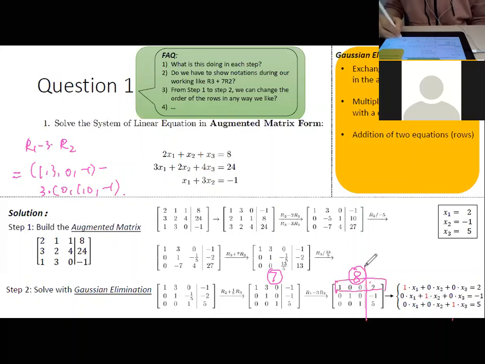Now, the matrix looks more special. This is the left side, the coefficient part of the augmented matrix, and we can see now it is an identity matrix.